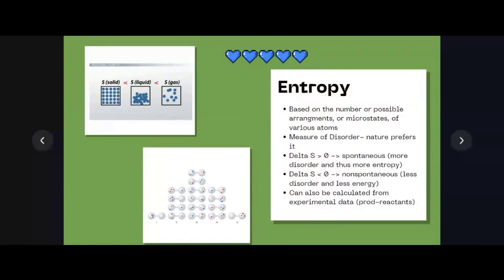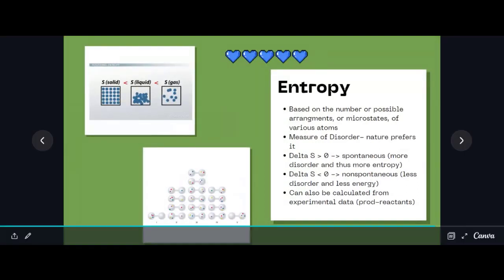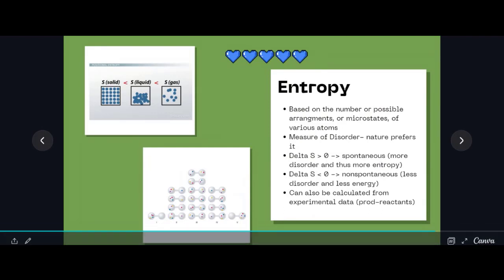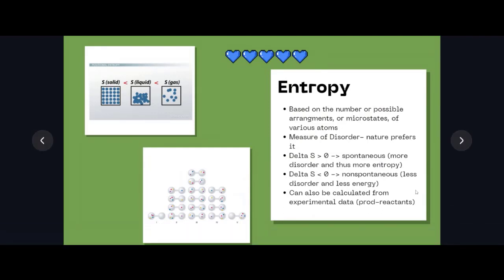My room is super messy because it's just spontaneous, right? It takes effort or action for me to clean everything, but it's easier if I just leave my clothes around. So it's going to be spontaneous and therefore more disorder and thus more entropy, because it's spontaneous for me to just be in disorder, and nature prefers disorder.